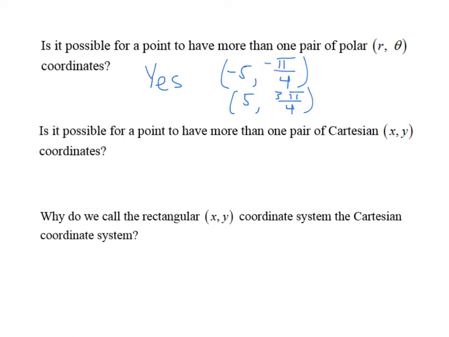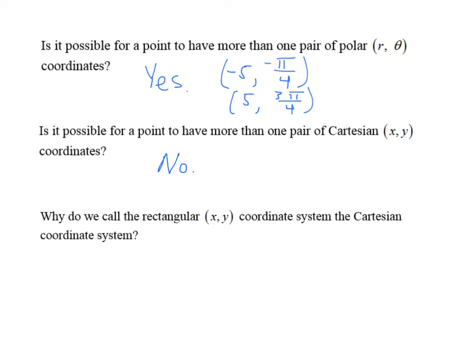Now, what about in a rectangular system? Is it possible for a point to have more than one pair of Cartesian x, y coordinates? If you think about it, that's really not going to happen. So these two systems are a little different in this basic way: there's only one pair of coordinates for any point in the Cartesian plane, but there can be infinite coordinates for most any point in the polar plane.